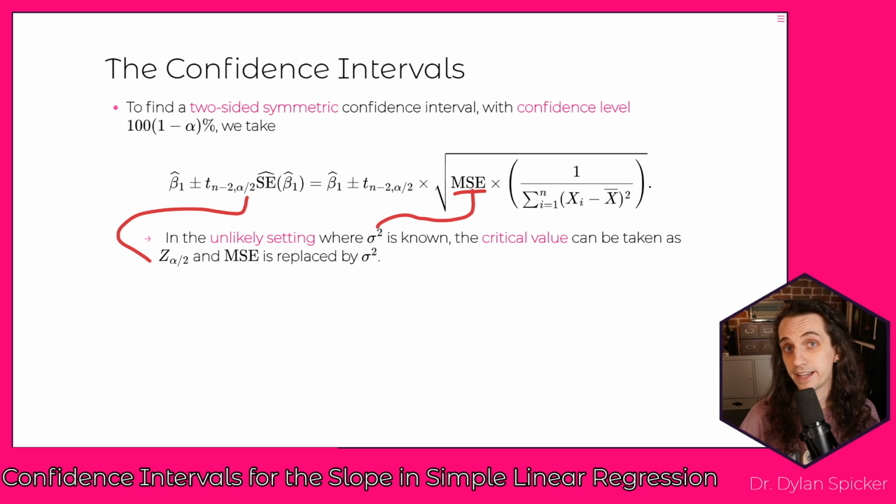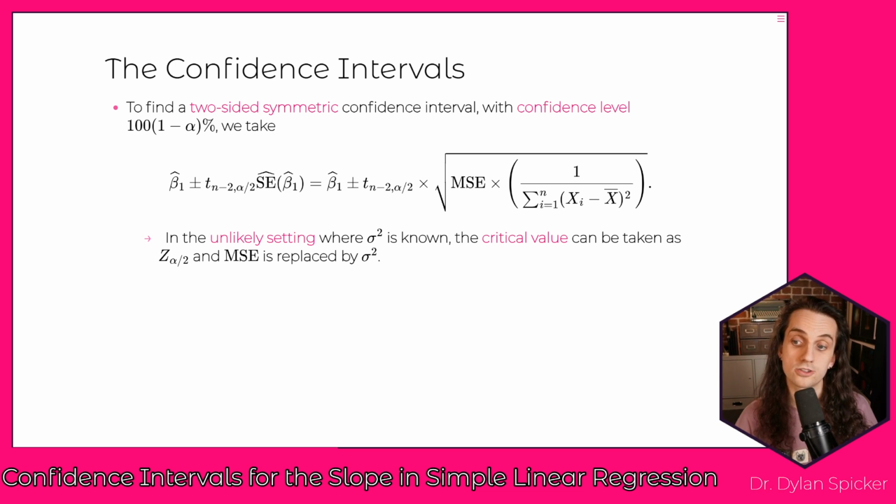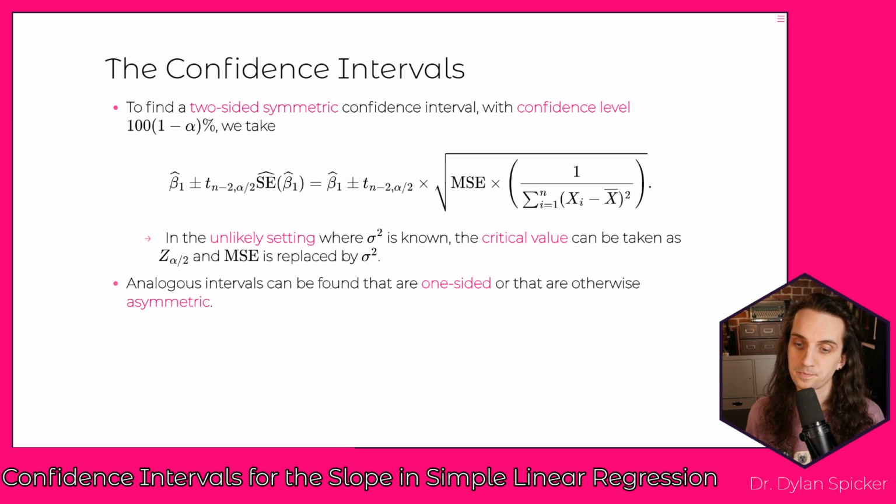Now, it's very unlikely that we'll actually know sigma squared, and so almost always we're going to be thinking about the t version of this, but if we did, then that could be replaced to get a standard normal-based confidence interval. We can also fit analogous intervals based on one-sided or asymmetric confidence intervals, and the way that that's going to work is simply choosing a different critical value, based on whatever actual confidence level we want.